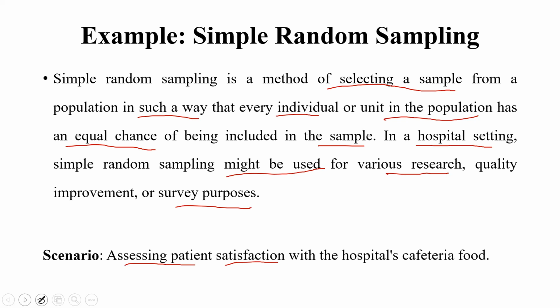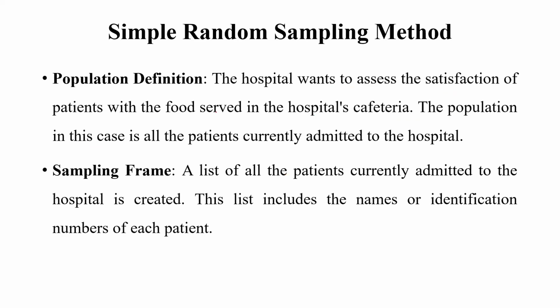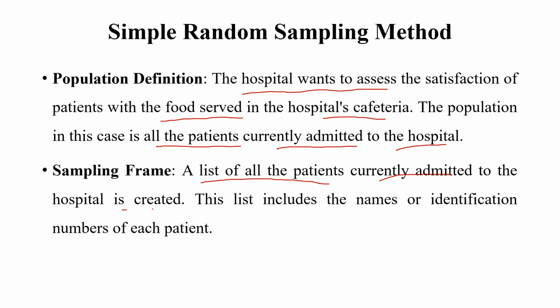Now we need to understand how we'll select the sample. So first of all, we need to define the population. The hospital wants to assess the satisfaction of patients with the food served in the hospital's cafeteria. The population in this case is all the patients currently admitted to the hospital. Now the next step, sampling frame. A list of all the patients currently admitted to the hospital is created. This list includes the name or identification number of each patient.